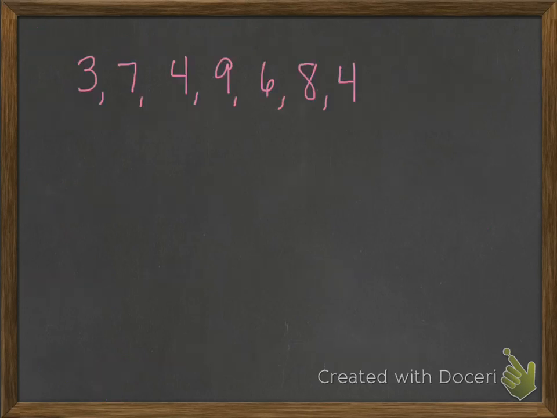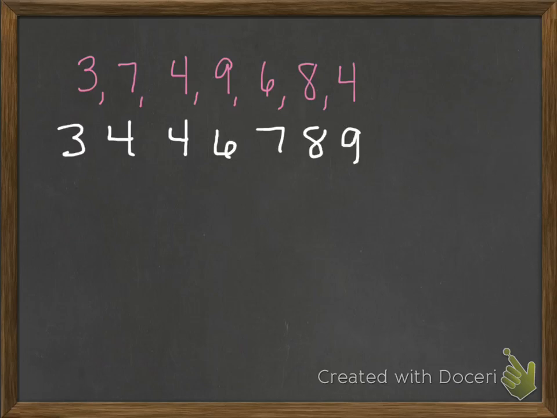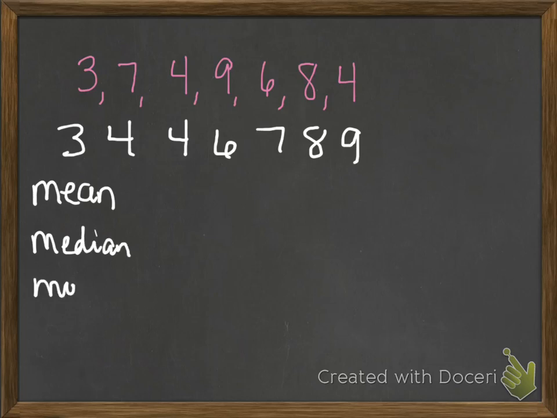All right, let's find the mean, median, mode, and range of a set of data. Just like frequency tables and histograms, you always put your numbers in order. I'll go ahead and do that. All right, so there they are in order. And we are going to find the mean, the median, the mode, and the range of the set of data.